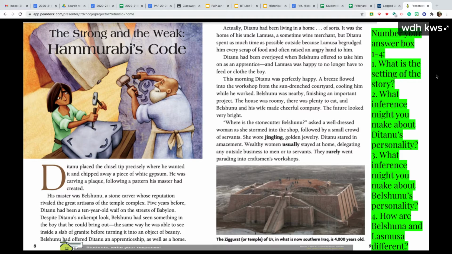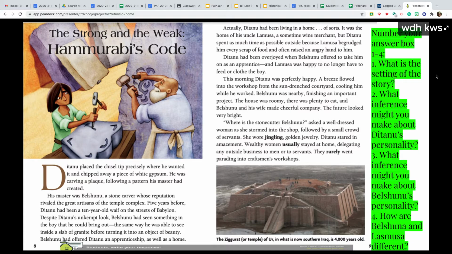This morning, Dotanu was perfectly happy. A breeze flowed into the workshop from the sun-drenched courtyard, cooling him while he worked. Belshunu was nearby, finishing an important project. The house was roomy, there was plenty to eat, and Belshunu and his wife made cheerful company. The future looked very bright.